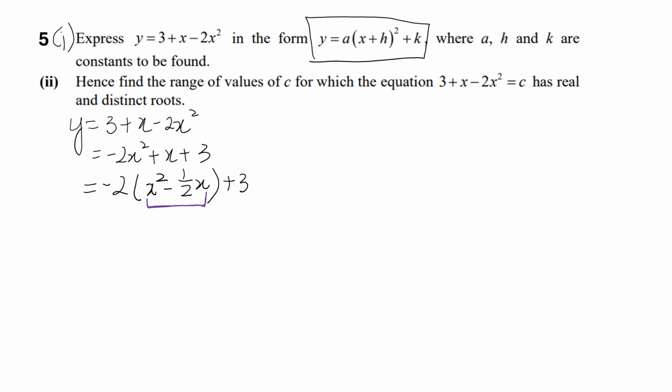So there are two ways of doing it. One way, I need to add something. Remember, what is it that I need to add? The one that I need to add is the coefficient of x, divide by 2, square it, and then take away, because I cannot change the question. So if you add something, you have to take it away.